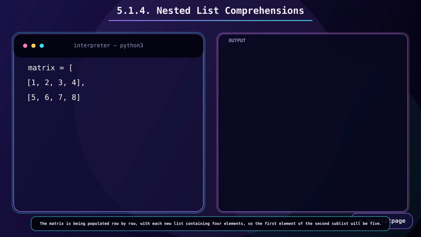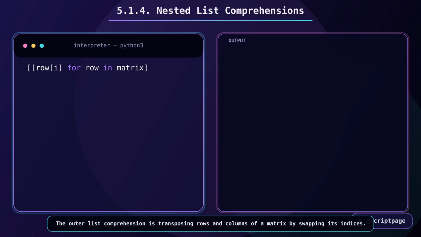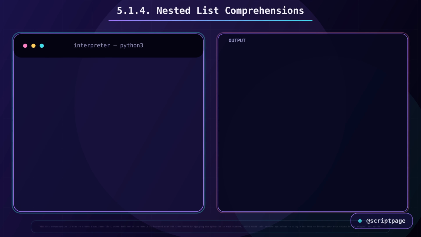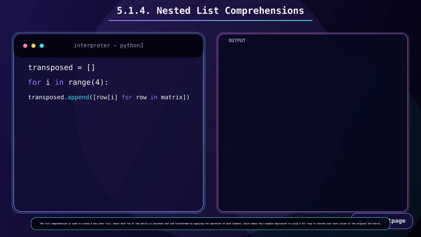The matrix is being populated row by row, with each new list containing 4 elements, so the first element of the second sublist will be 5. The outer list comprehension is transposing rows and columns of a matrix by swapping its indices. The list comprehension is used to create a new inner list, where each row of the matrix is iterated over and transformed by applying the operation to each element, which makes this example equivalent to using a for loop to iterate over each column in the original 4x4 matrix.